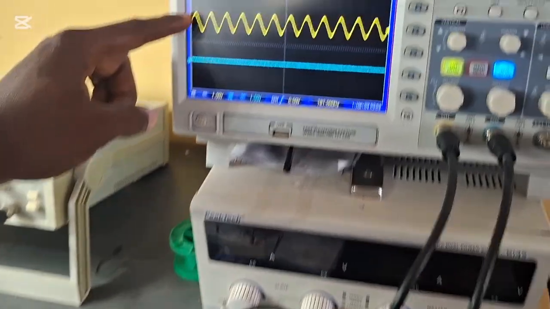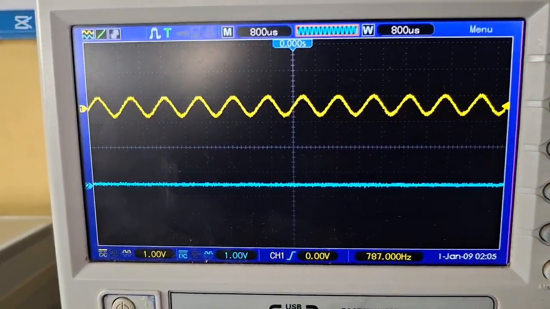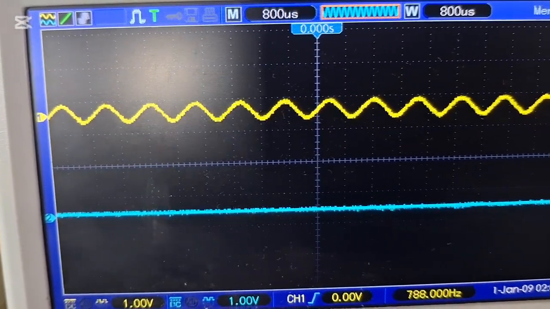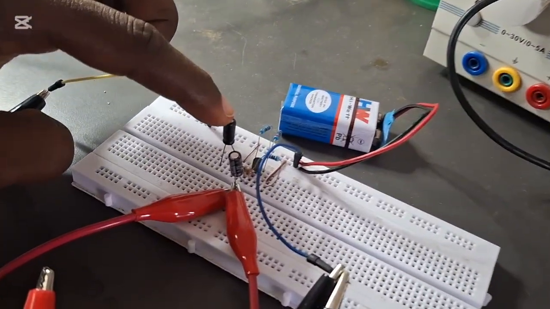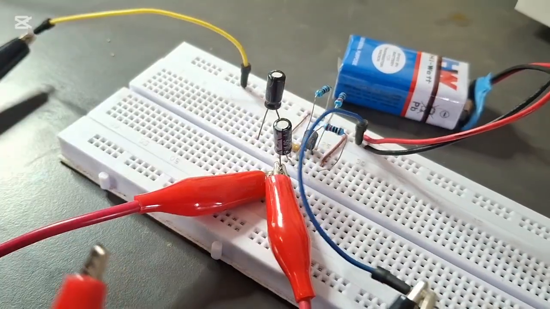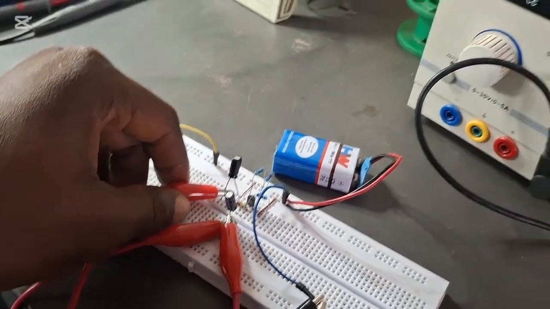So this is the input voltage. Let me reduce it a little. So I have reduced it. Let me now connect to the output. Now this is the output. This capacitor is the output coupling capacitor, that is C2. So let's connect it quickly and see.